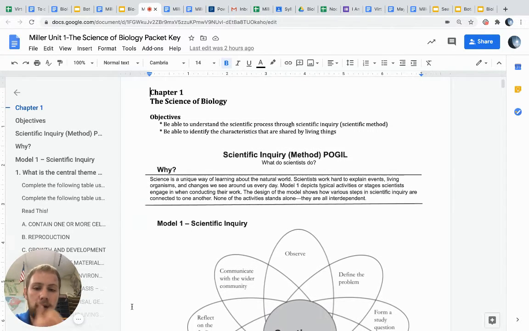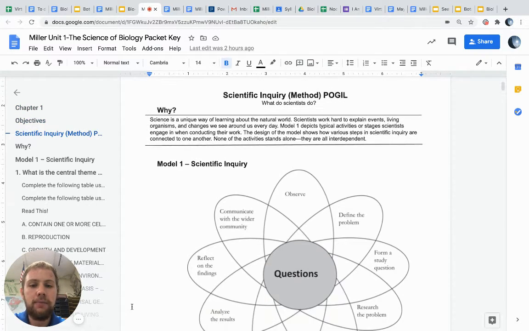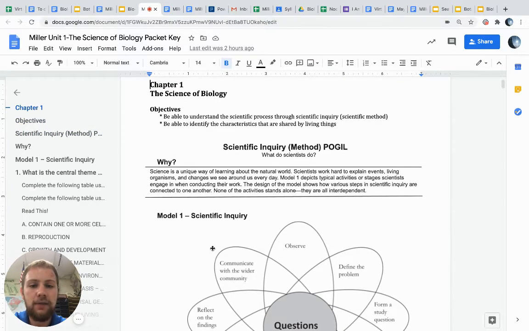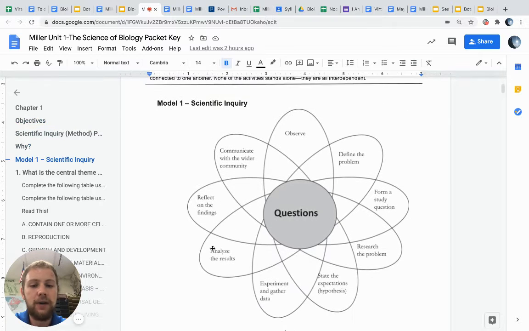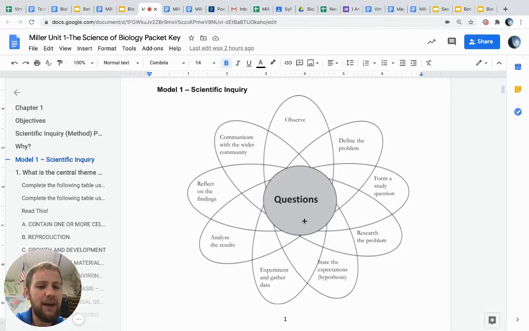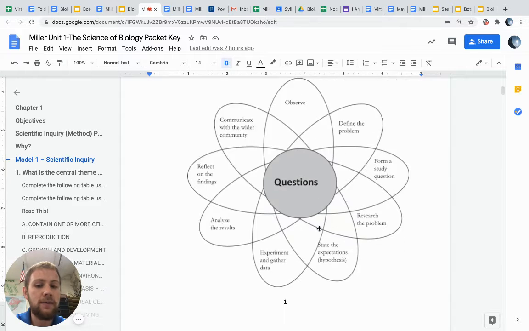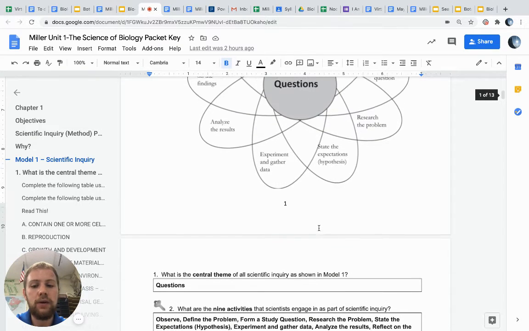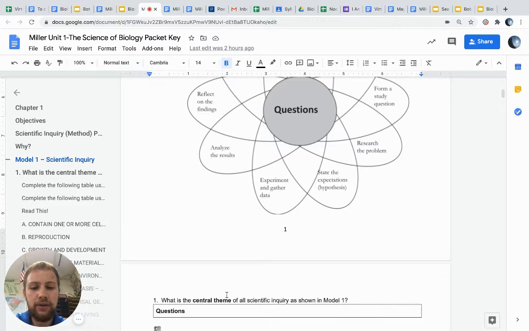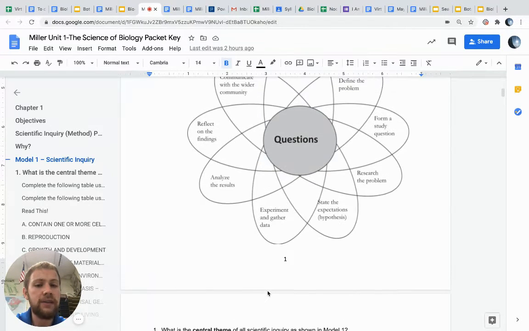All right, so starting with our flower model here. On the first page of our packet, we have our flower model, or you can also call it the atomic model right here. Kind of looks like an atom. If you haven't taken chemistry yet, which most of you haven't, you'll learn about that. Everything in the scientific method really revolves around questions. So that is the answer to number 1. The central theme of all scientific inquiry, as shown in Model 1, is questions.